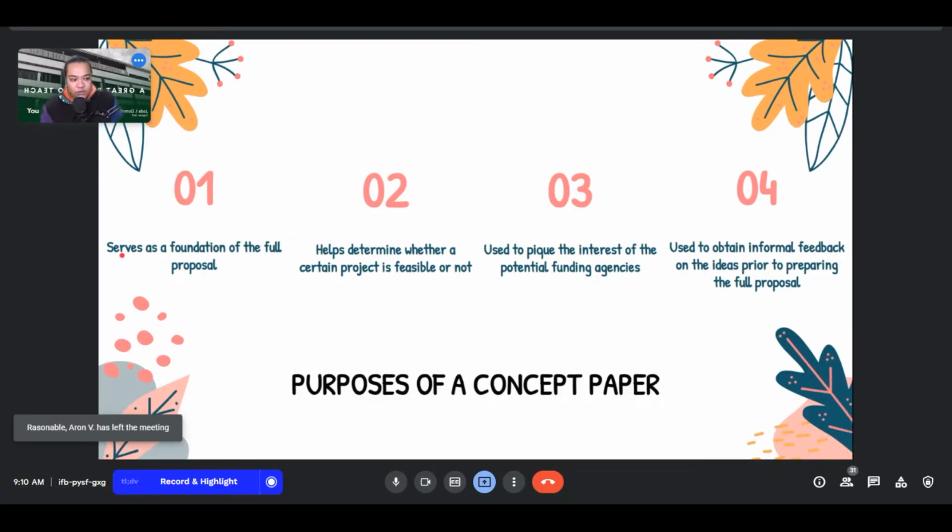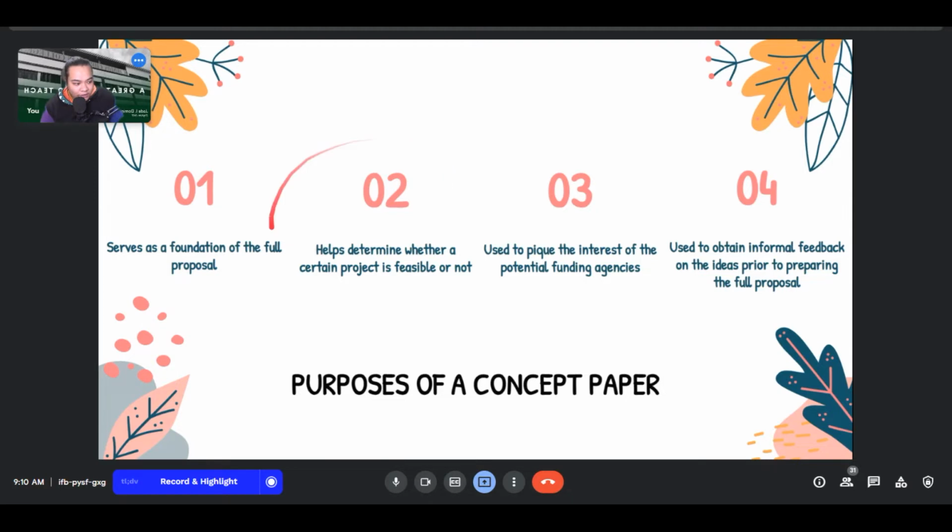The first serves as foundation of the full proposal. So, the concept paper is essentially what the full proposal will be anchored on. Ibig sabihin po, ito po yung magiging basehan ng full proposal ninyo. So dito kasi sa concept paper, since dito natin ini-explain yung issue or yung problem or yung concept, of course, this will be the base of the knowledge of the proposal. Okay? Everything that's in the concept paper will help you further convince whoever is reading the proposal.